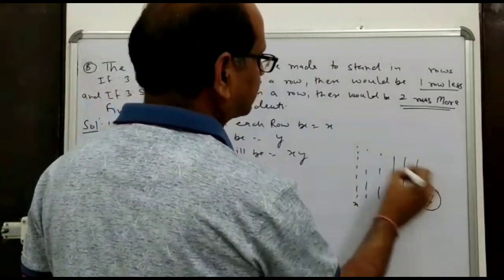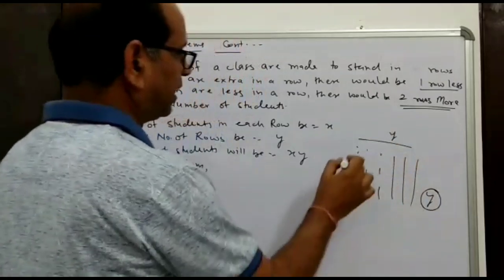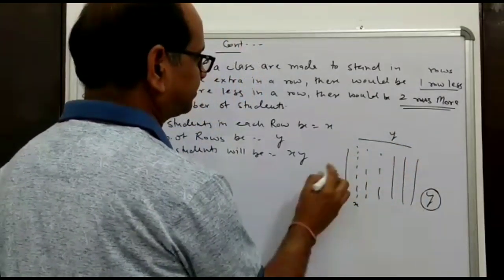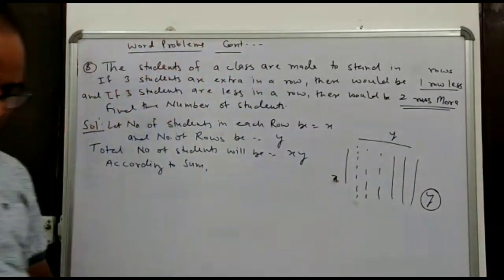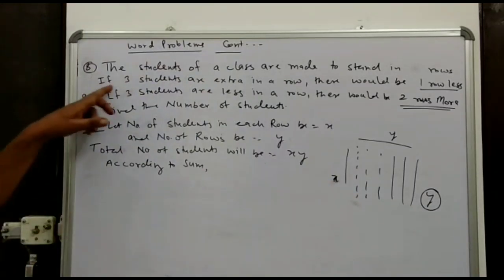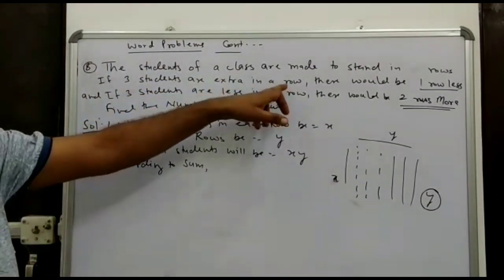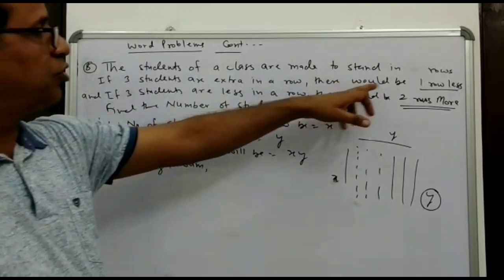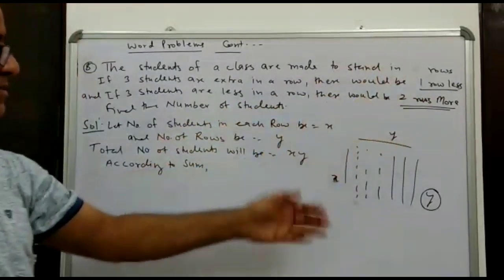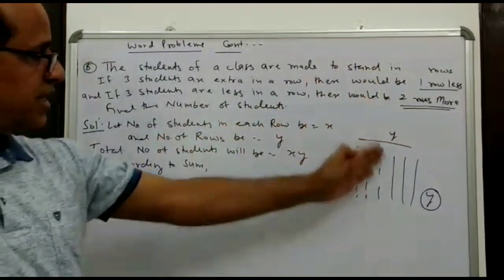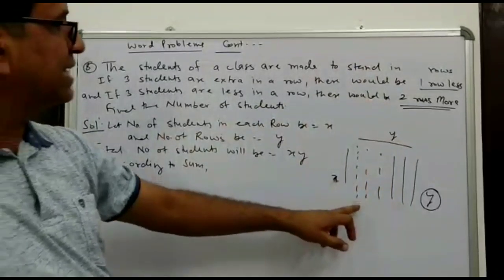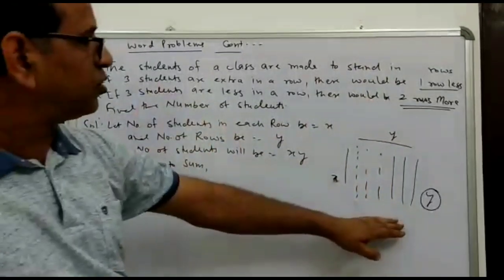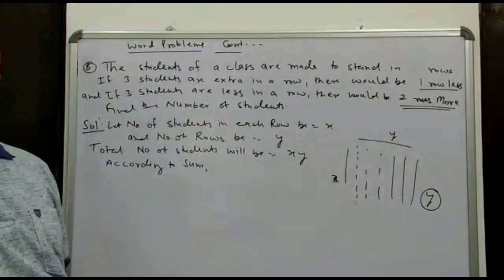And in this way, how many rows are there? There are y rows. These are y. And these students are x. Now, it is told here, if 3 students are extra in a row, there would be 1 row less. Means when we are asking the students to stand in the rows, and if we increase 3 students in every row, then 1 row will be less.